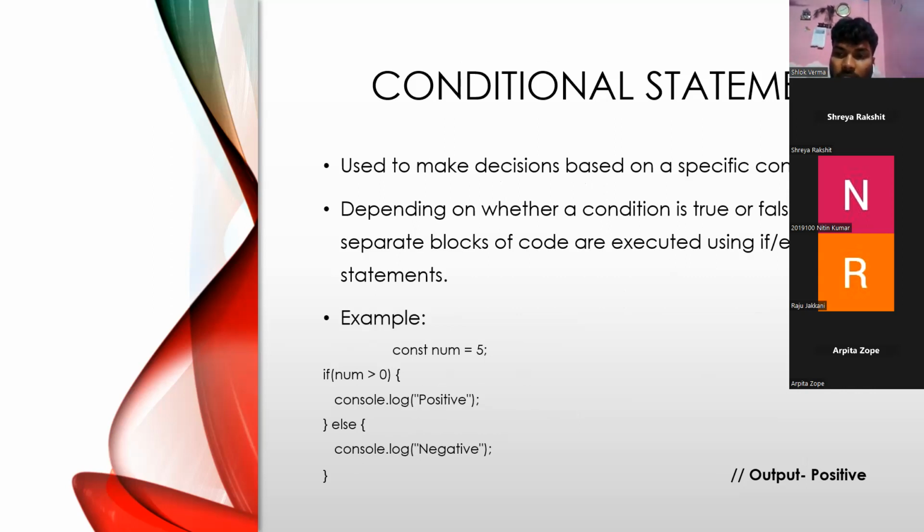So now we will see the conditional statement. Conditional statements are used to make decisions based on specific conditions. The most commonly used conditional statements in JavaScript are if-else statements. These statements are used to execute different blocks of code depending on whether a condition is true or false. So let's understand with an example. Here is a variable called number and the value is 5, and we applied the condition whether the number is greater than 0 or less than 0. If the number is greater than 0, it will print positive, and if the number is less than 0, it will print negative.